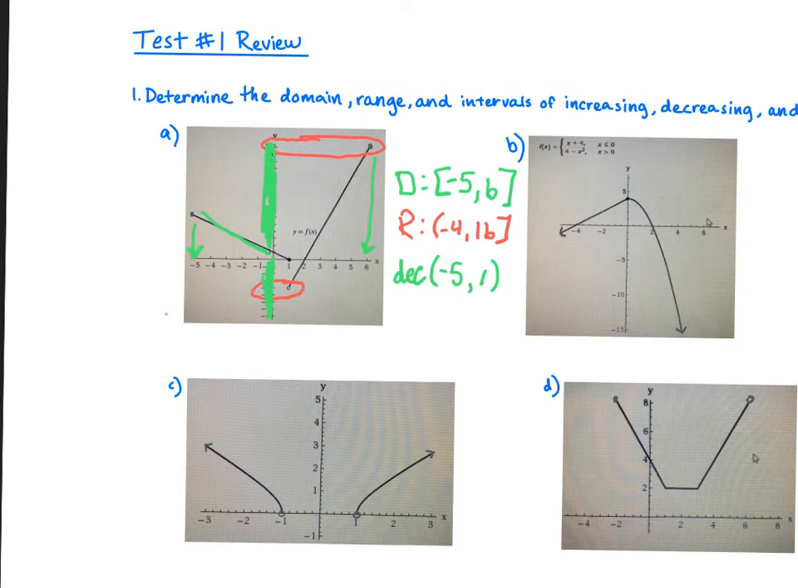And then if I put my pencil here and I follow my line upwards, an increase would be from +1 to 6. If we talk about an interval of constant, there is not one. So on your test, I would like you guys to write the word none or no constant, anything like that. Don't just leave it blank.